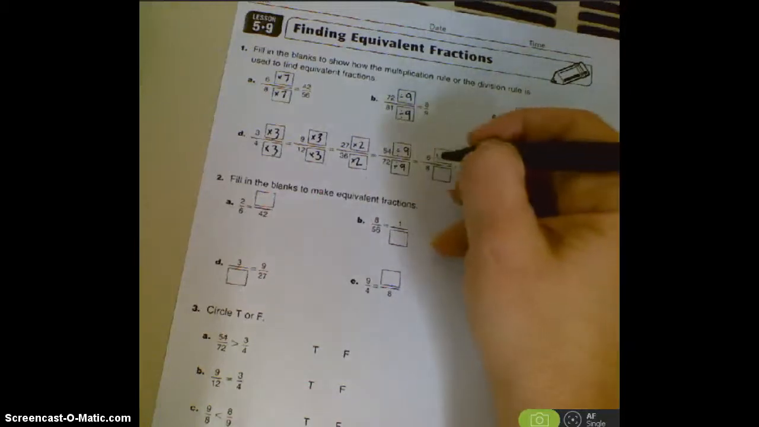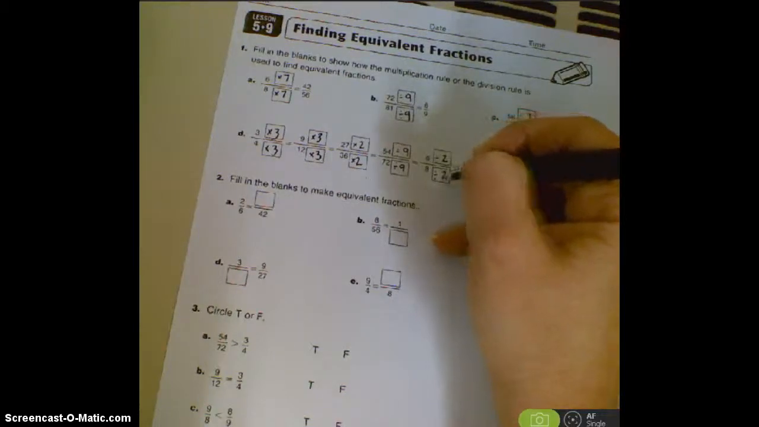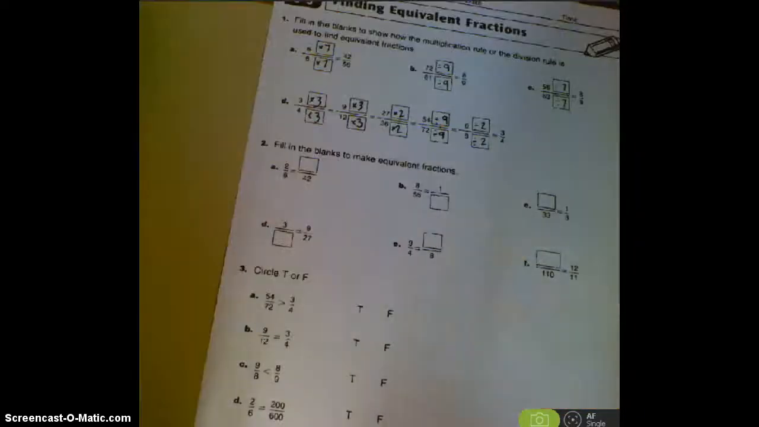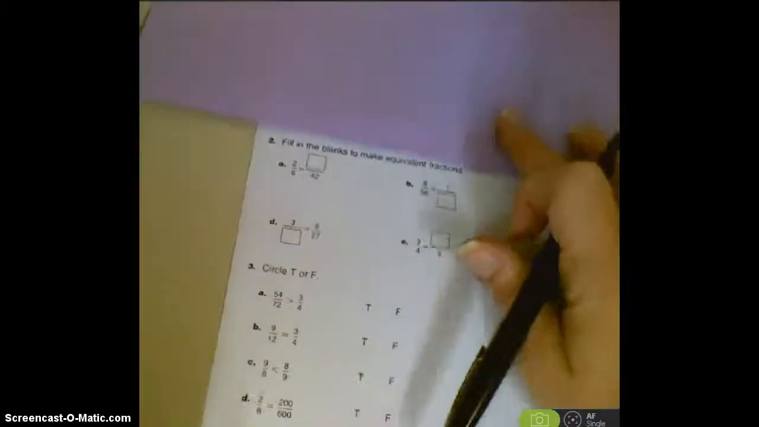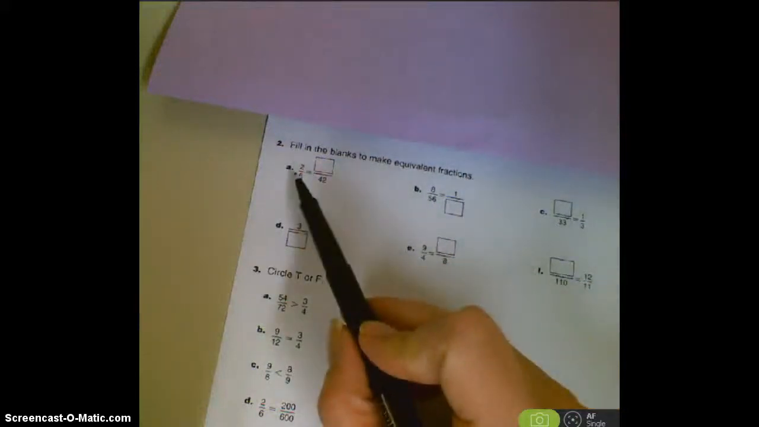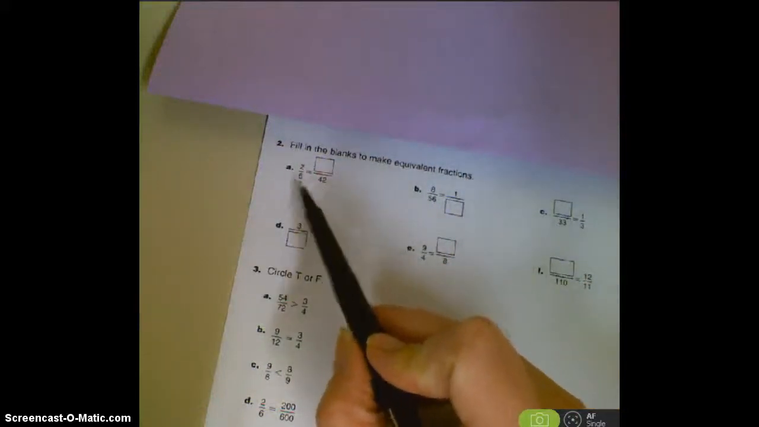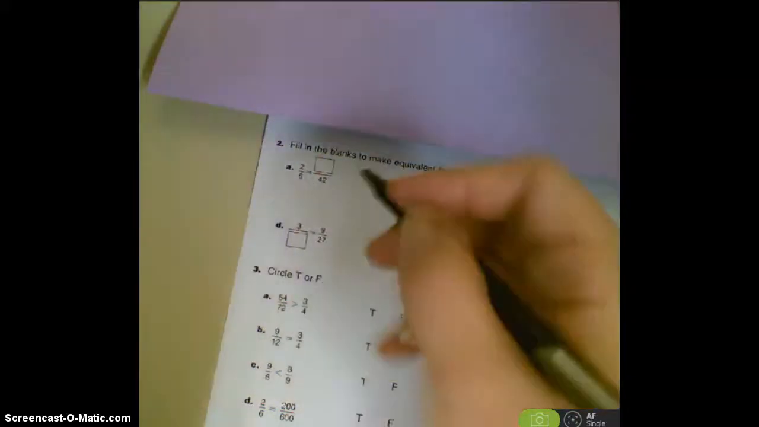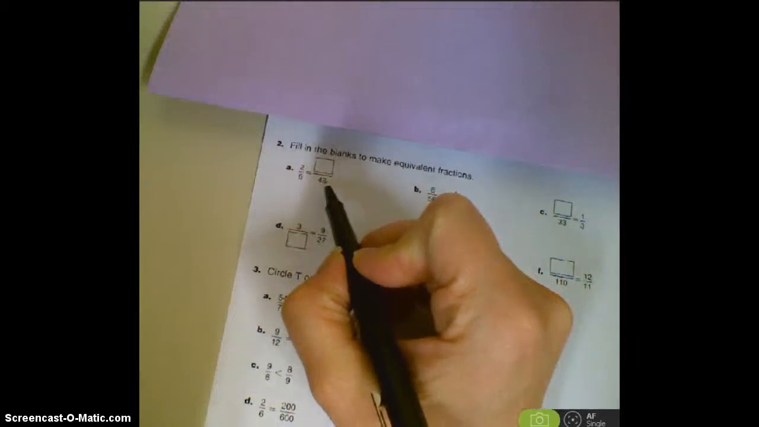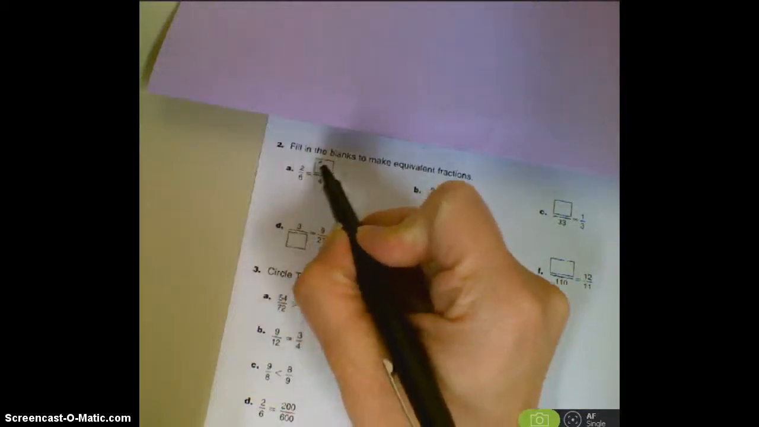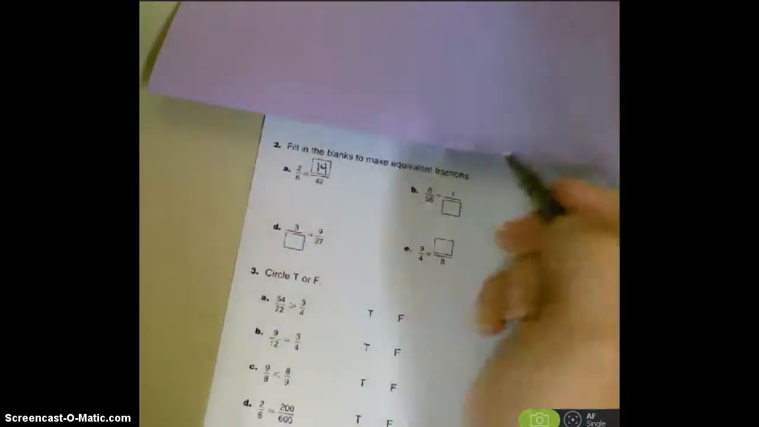And this one, it looks like we're dividing again, because we're getting smaller. And 6 divided by 2 is 3, 8 divided by 2 is 4. All right, our next one. Now we've got some of our fill-in-the-blank ones, where we need to make them equivalent. So, let's look at our denominator first. Denominator's that bottom number. 6 times 7 is 42, so 2 times 7 would be 14.